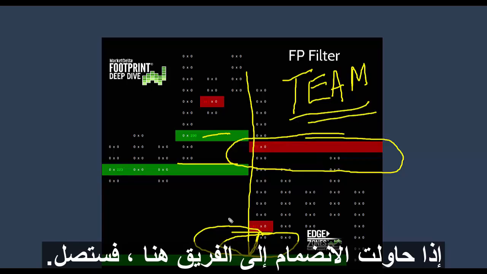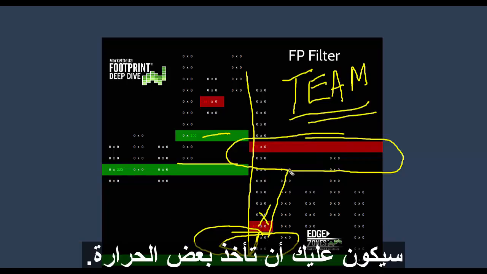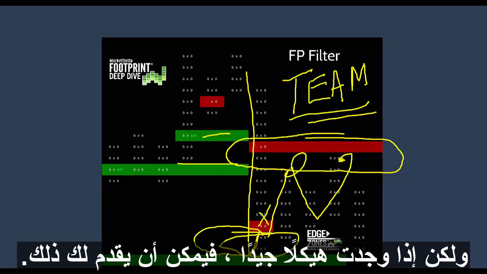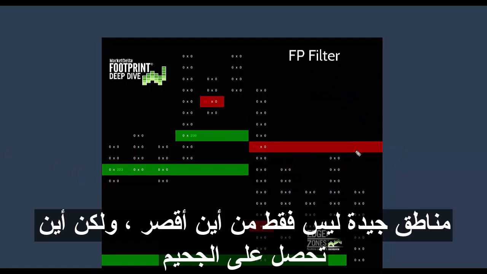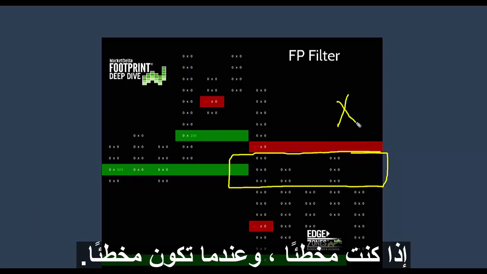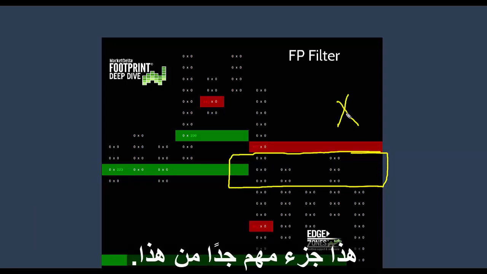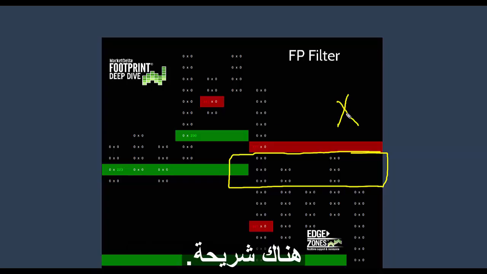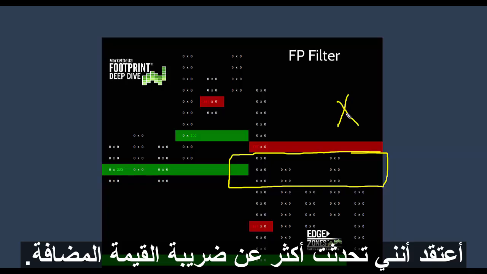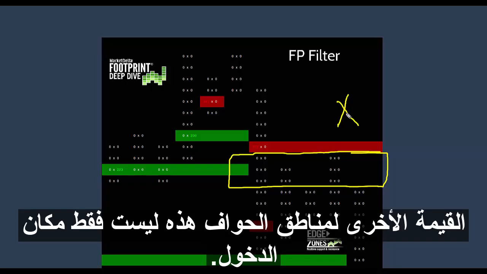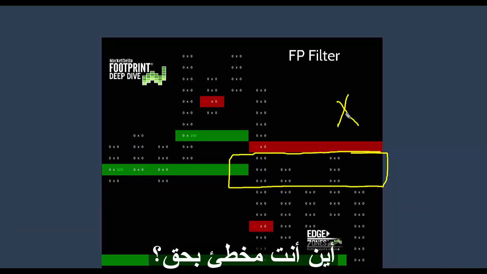If you try to get on the team down here, you're going to have to take some heat. But if you find good structure that can offer you good areas of not just where to get short, but where the hell to get out if and when you're wrong. That's a very important part of this. There's a slide I think I talk more about. Another value of these edge zones is not just where to get in, but where the heck are you wrong?